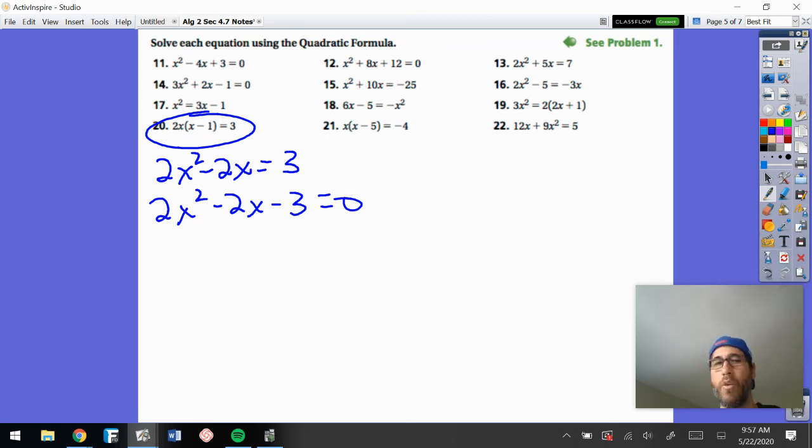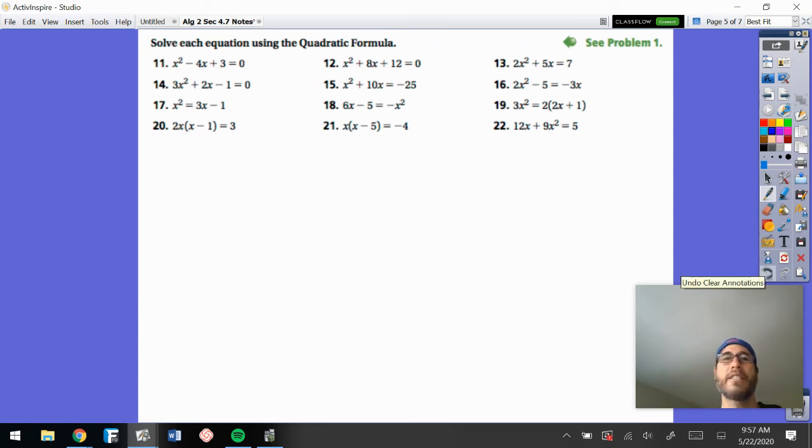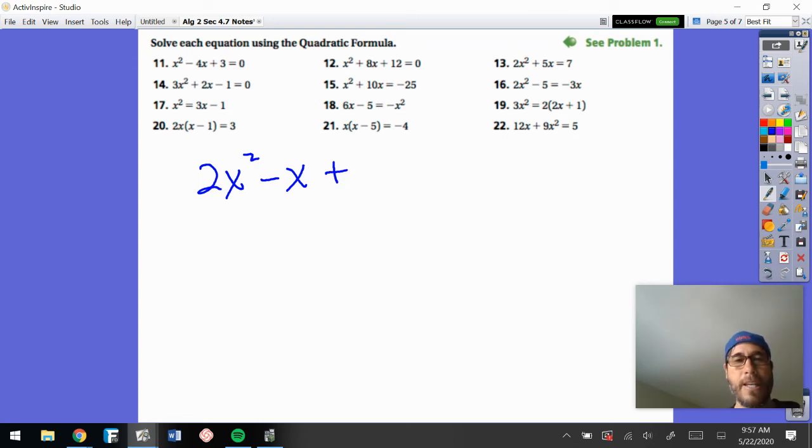All right, but here we go. I want to do the last scenario that you guys could come up with here, okay? And for the last scenario, let's go with 2x squared. I need an a, a b, and a c. Okay, let's go minus x, and let's go plus 3. Yes, that should definitely work its way out. Okay, equals 0.